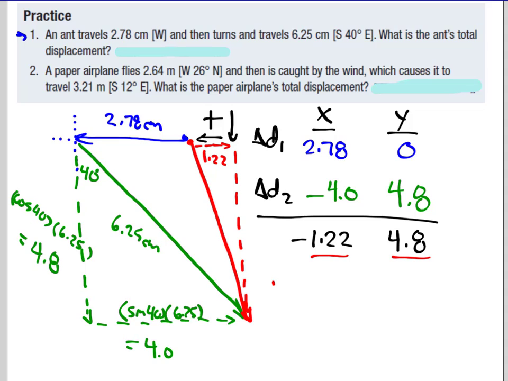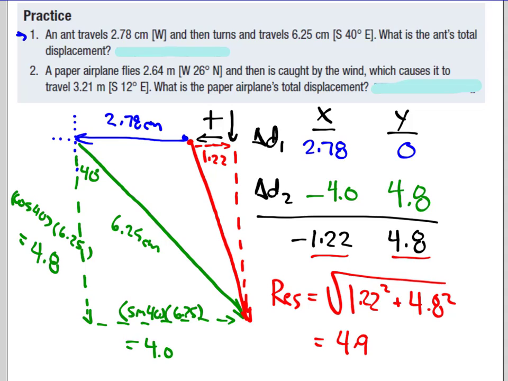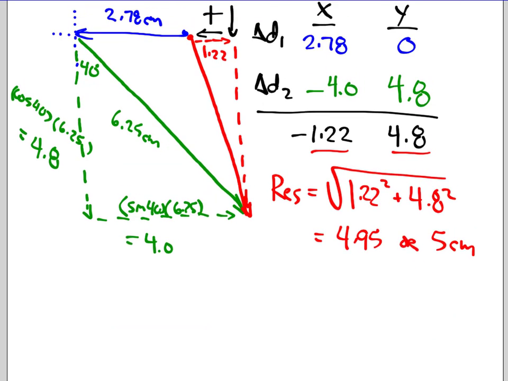So if we wanted to find the resultant magnitude, that is a quick Pythagorean theorem. You notice I'm not worried about the negative sign because when I square it, that will disappear. So if we go 1.22 squared plus 4.8 squared equals, square root, 4.95, and we could probably round that off to 5 if we wanted to. 5 centimeters. And then we need to give a direction or an angle here.